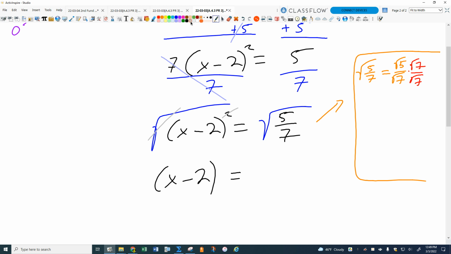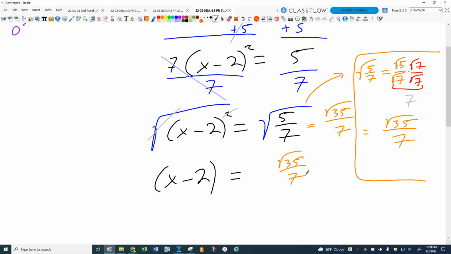The reason we're doing that is because on the bottom, the square root of 7 times the square root of 7 is what? 7. So on the bottom we get a 7. On the top, I get the square root of 5 times the square root of 7. Those are both inside numbers, so the product is the square root of 35. I can multiply them because they're both inside numbers. So this is equal to the square root of 35 over 7.